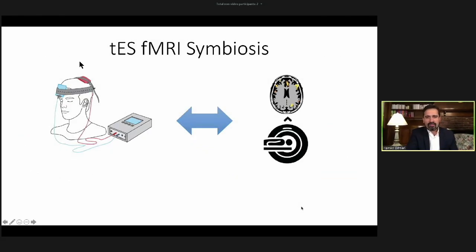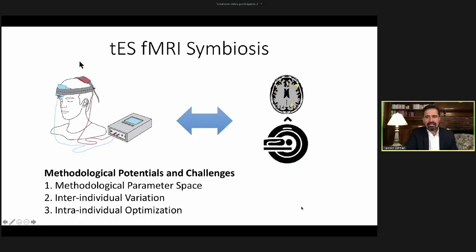When we talk about the symbiosis of fMRI and transcranial electrical stimulation, there are some major challenges and major potentials in the field, I should say. I'm going to cover three major items today, so hopefully you will have an idea about the interesting potentials and challenges in the field.